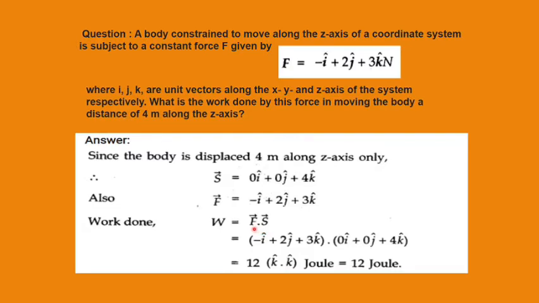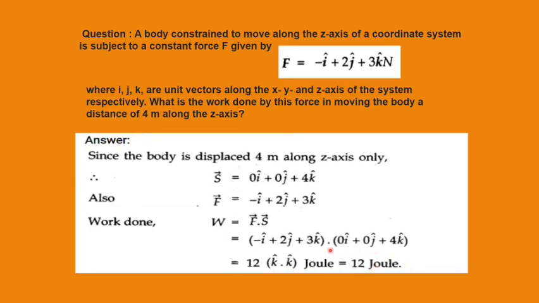It means the x component of F, and i cap dot i cap is 1. So 0 multiplied with anything will be 0 only. Similarly, j dot j will be 1. This will also become 0, 0 multiplied by 2. And here if you take k dot k, then 4 into 3 will be equal to 12. So 12 joule is the answer.